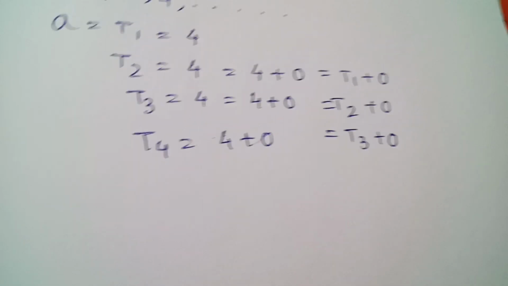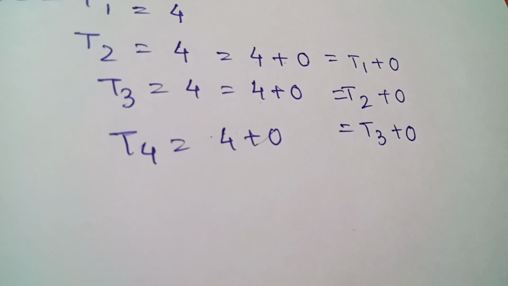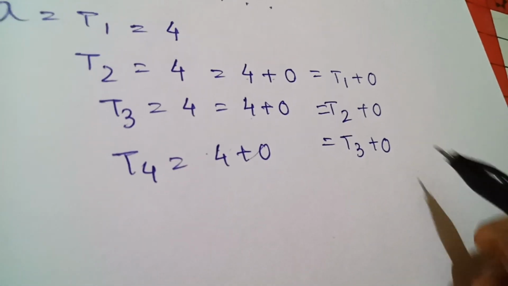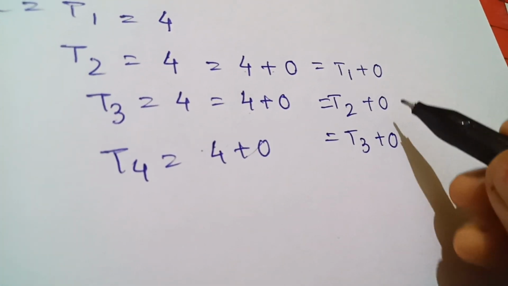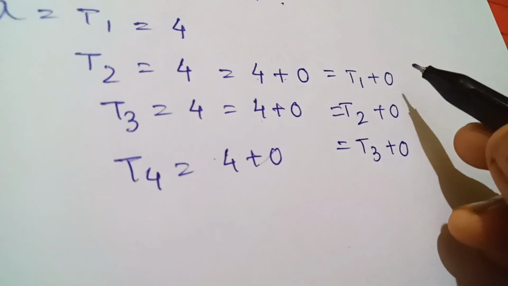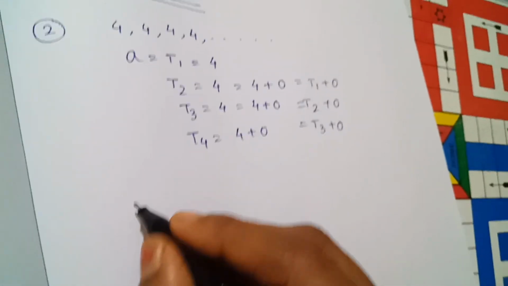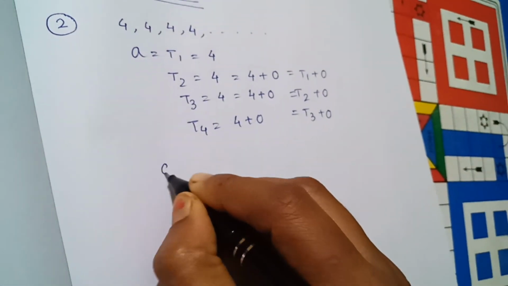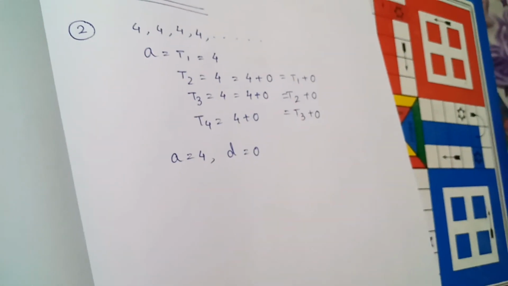Okay. I hope you can now see properly. So it's T3 plus 0. You can see here everywhere 0 is being added. That means nothing is being added, means 0 is being added. So A equals 4 and D equals 0.